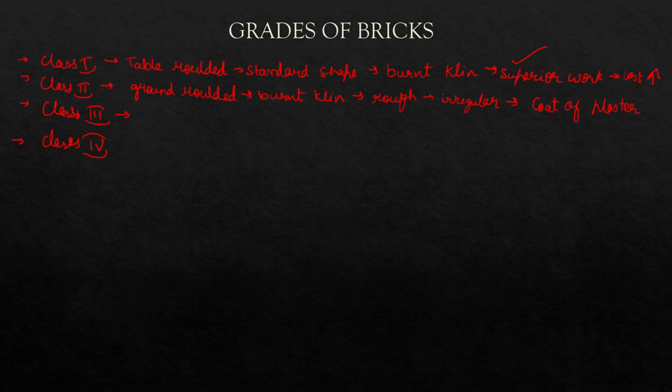For class 3 bricks, these are ground molded, but these are burnt in clamps. These are also rough and irregular like class 2. And the soundness of this brick is very dull when they are struck together. Dull sound. And these type of bricks are usually used for unimportant and temporary work, structures.